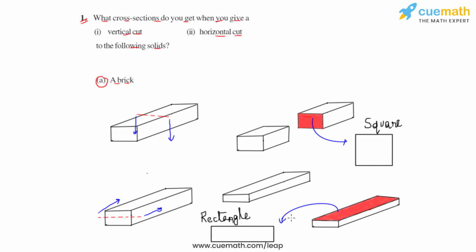So to summarize what we have got in case of this brick: if we cut the brick vertically, the cross section represents a square, and if we cut the brick horizontally, the cross section represents a rectangle. Let us now move on to the next solid of the question.